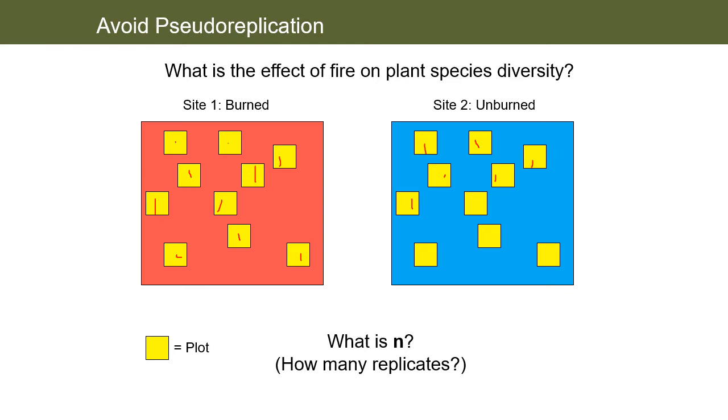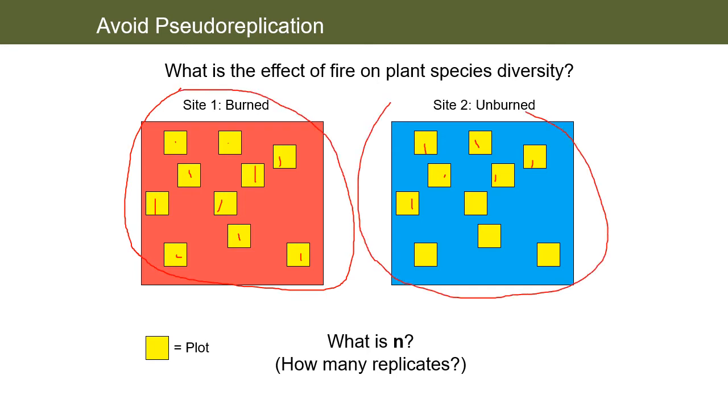We really don't have 10 replicates here because if you look at this, we don't really have any randomization or replication. This is one burned area and this is one unburned area. And there could be unmeasured variability between them. The two could have different soil types. They could have different plant assemblages. They could have different herbivore pressure, right? We haven't really accounted for unmeasured variability.